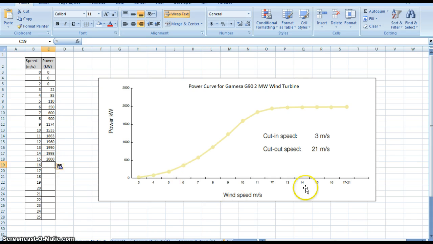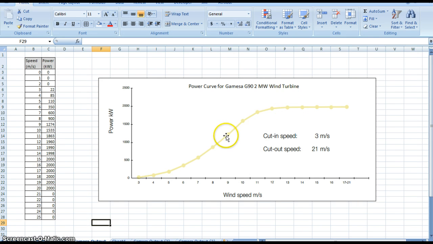But you can see at 15 meters per second, it's the first time we actually reach full peak output. So that's when we have what you could call 2 megawatts of output. So everything above 15 meters per second through the cutout speed, which is 21 meters per second, we're going to get 2 megawatts. So 18, 19, 20 meters per second. At 21 meters per second, it's actually going to go to zero. And any speed at 21 and above is also going to be zero. Okay, so that's how you would actually interpret this curve.